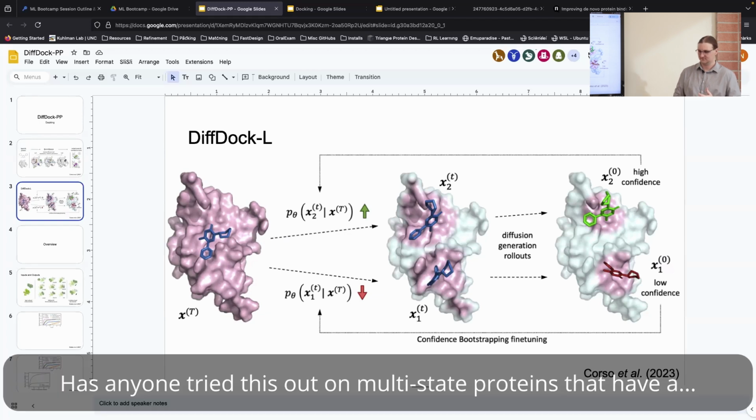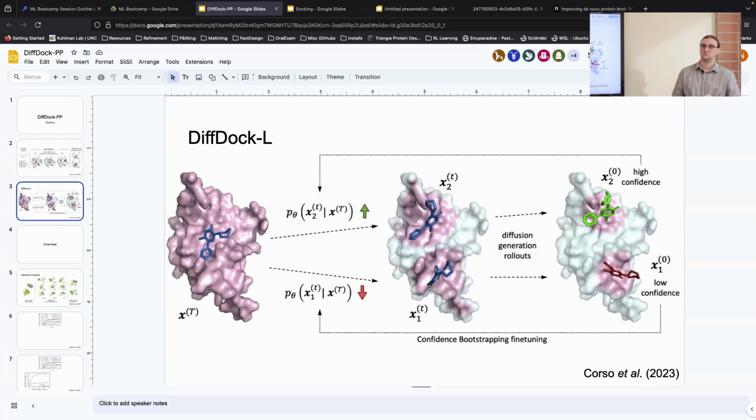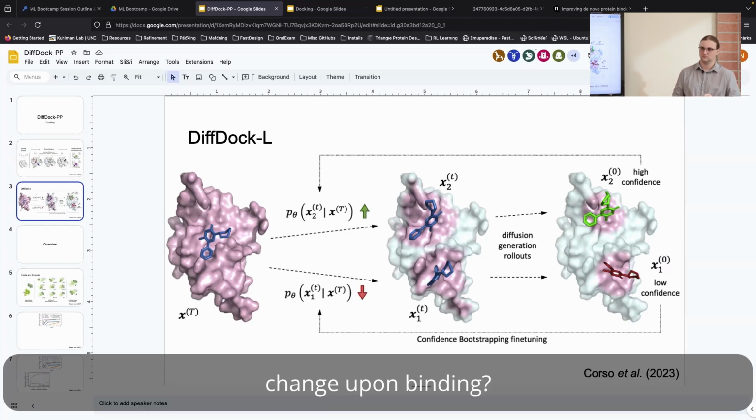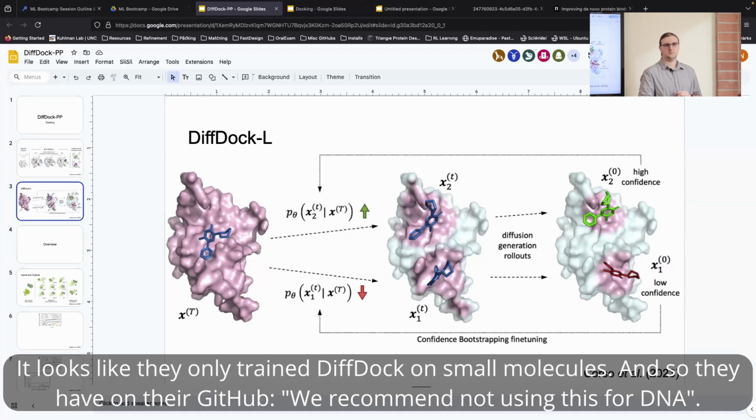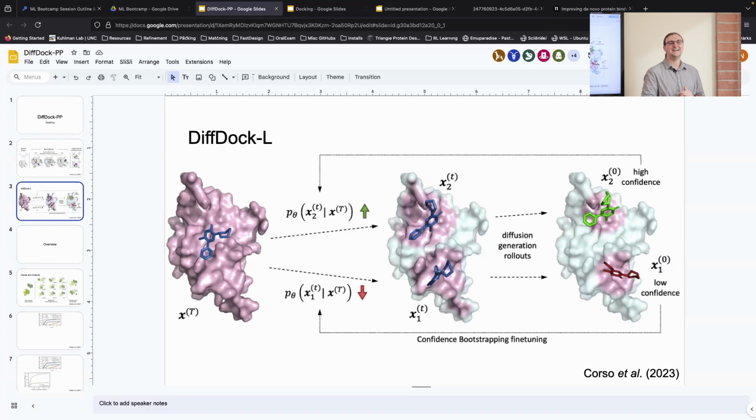Has anyone tried this out on multi-state proteins that have a change upon binding, like the apo-holo? Since it is rigid body, you are forced to use the holo structure. I don't know if many people are looking at that. It's a difficulty because of the rigid body. Ben? It looks like they only train DiffDock on small molecules, and on their GitHub they recommend not using this for DNA.